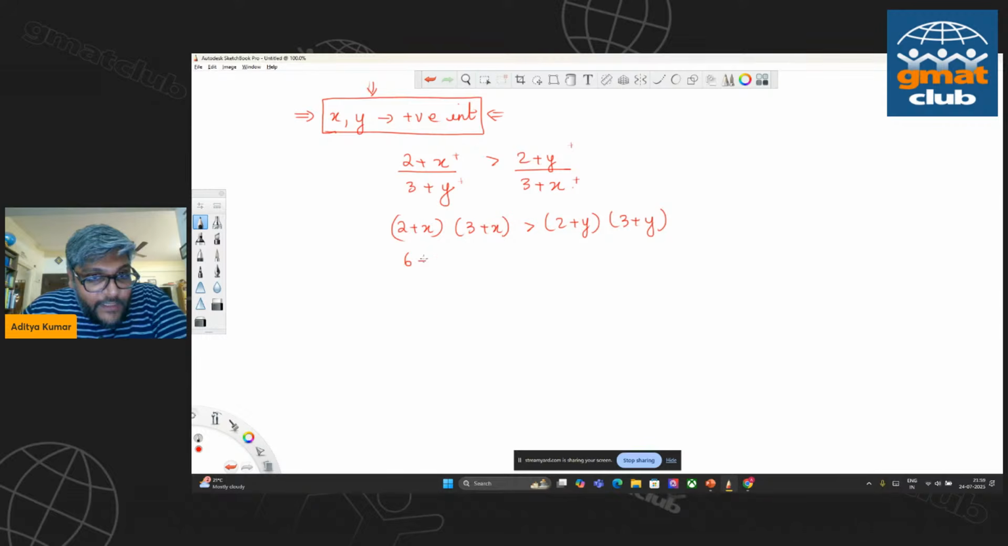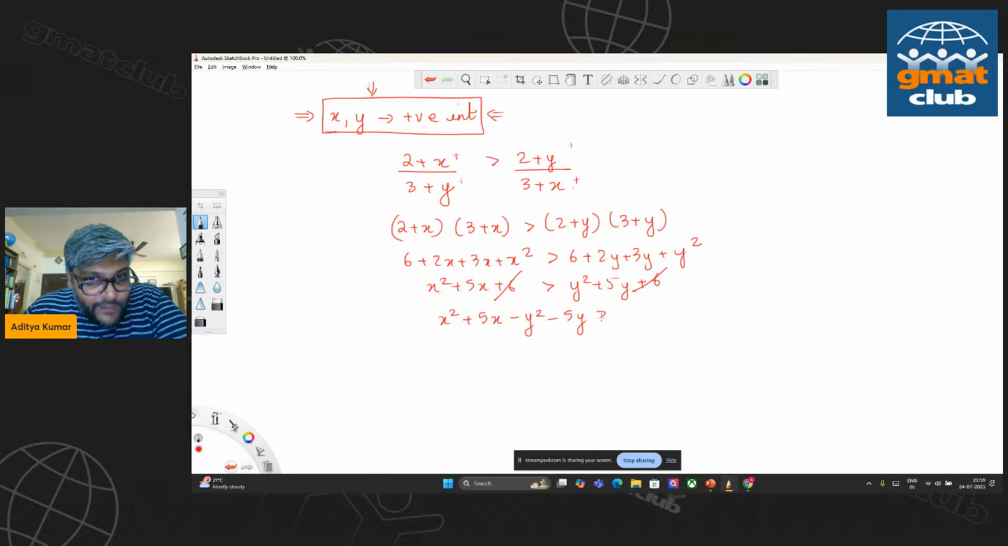So I'm going to get 6 plus 2x plus 3x plus x square is greater than 6 plus 2y plus 3y plus y square. So x square plus 5x plus 6 is greater than y square plus 5y plus 6 as well. I can cancel out the 6 on both sides. Remember what I said, always keep the right hand side 0. The left hand side should be a product or a division of values. So I'm going to pull everything to the left hand side. x square plus 5x minus y square minus 5y is greater than 0.